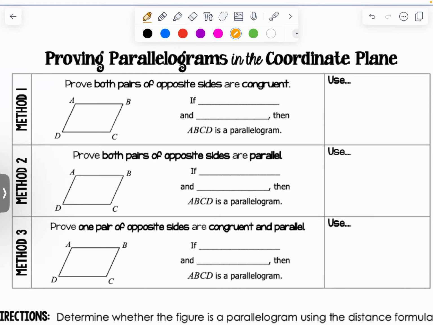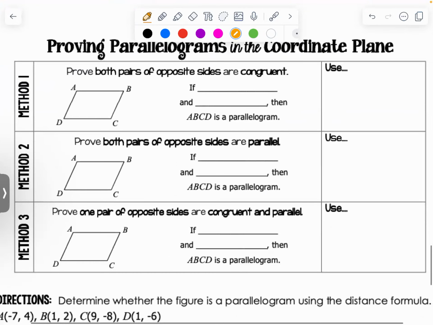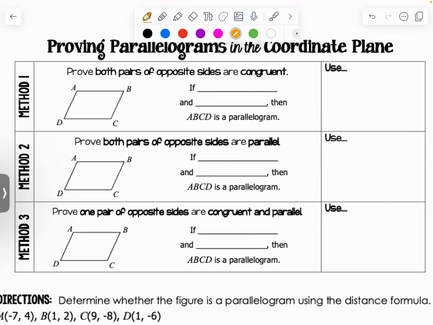Okay, so there are 3 ways in the coordinate plane we can figure out if we have a parallelogram. The angles, but we're not going to worry about, and in a coordinate plane, the bisecting diagonals, we're not going to worry about that. If we want to prove we have a parallelogram in the coordinate plane, we have 3 different ways we can do it. Way number 1, we can show that we have both pairs of opposite sides congruent.